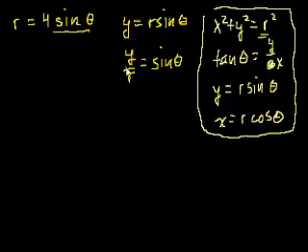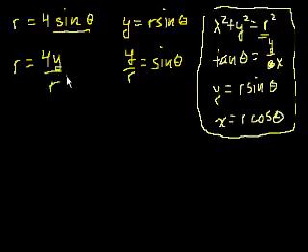So let's do that. Sine of theta is equal to y over r. So let's substitute that there. So we get r is equal to 4 times sine of theta, which is y over r. So 4y over r. We could multiply both sides of this equation by r, and you're left with r squared is equal to 4y.